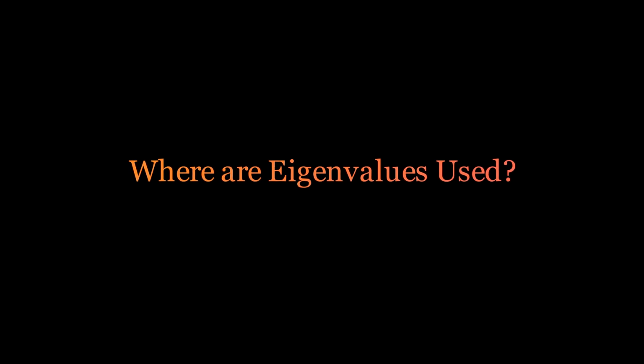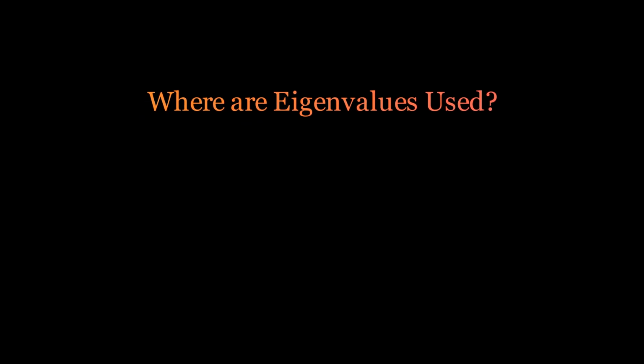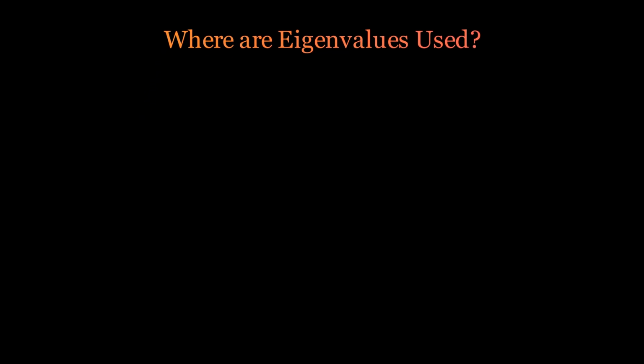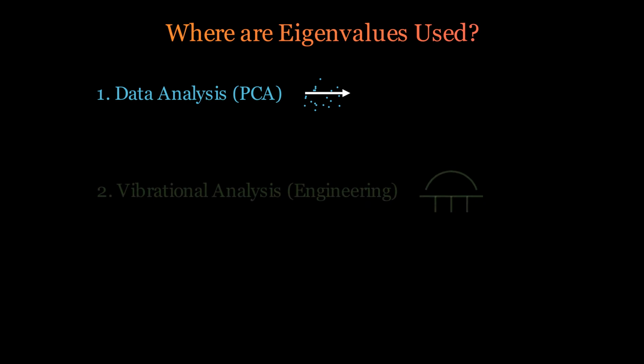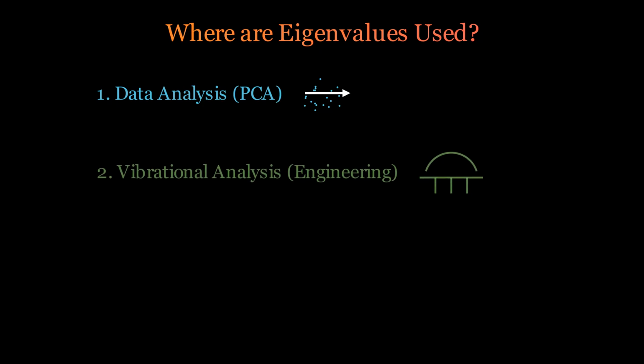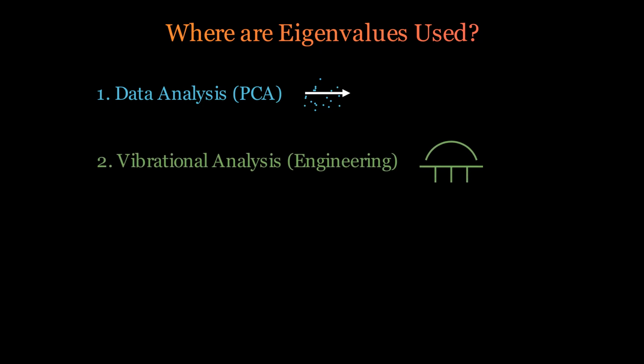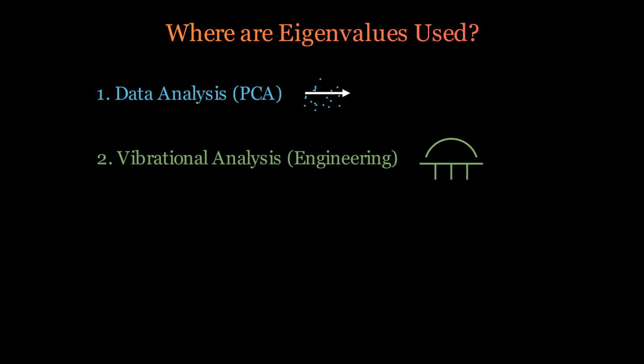Eigenvalues and eigenvectors might seem abstract, but they are incredibly important and appear in many real-world applications. In data science, Principal Component Analysis or PCA uses eigenvectors to find the most important directions in complex datasets, helping to simplify data while keeping the most information. Engineers use them to analyze structures like bridges, finding the frequencies at which they might vibrate due to forces like wind or earthquakes. These natural frequencies are related to eigenvalues.